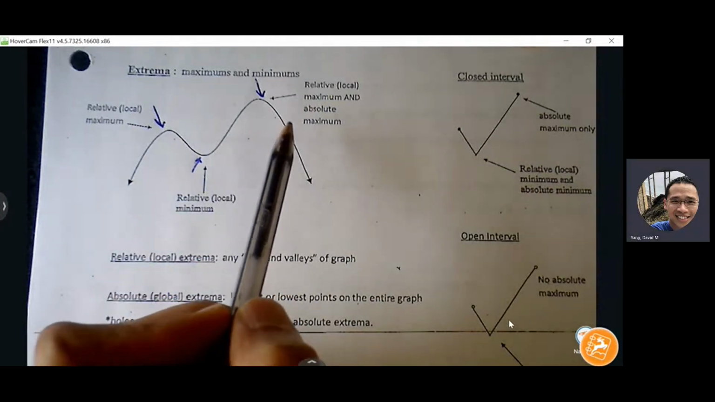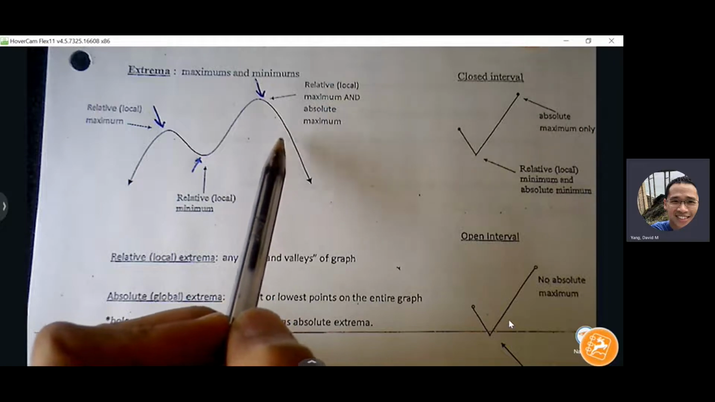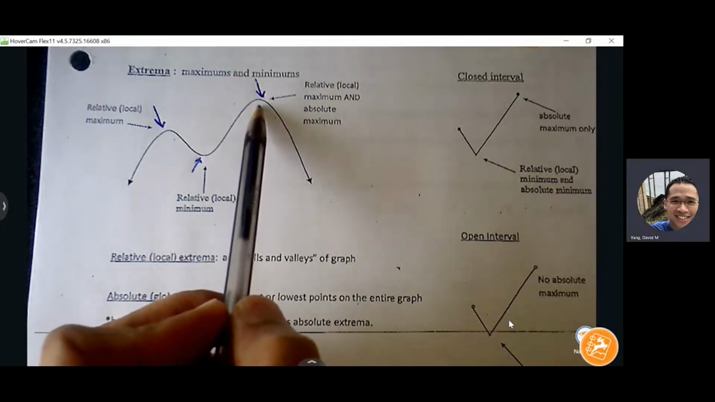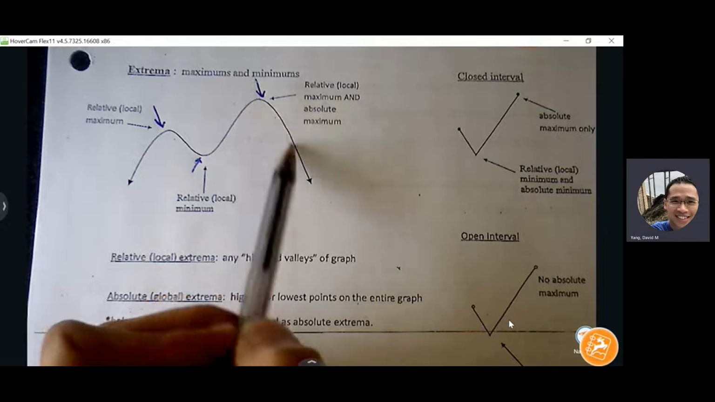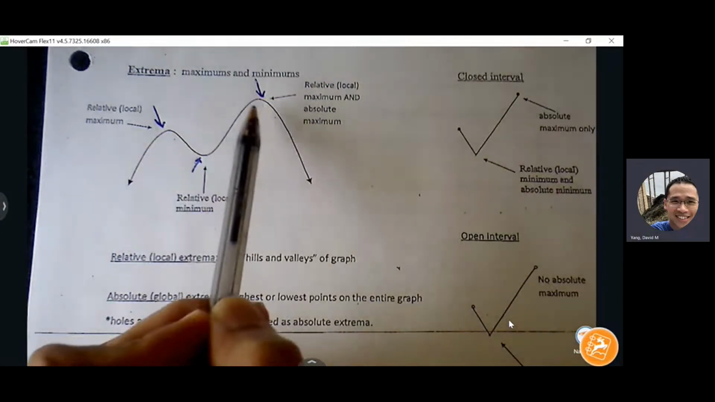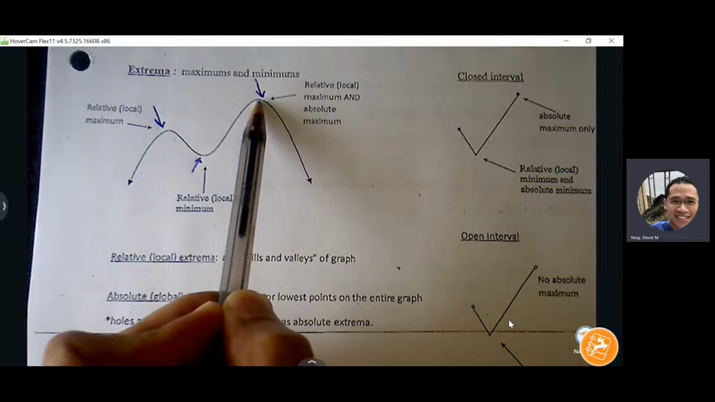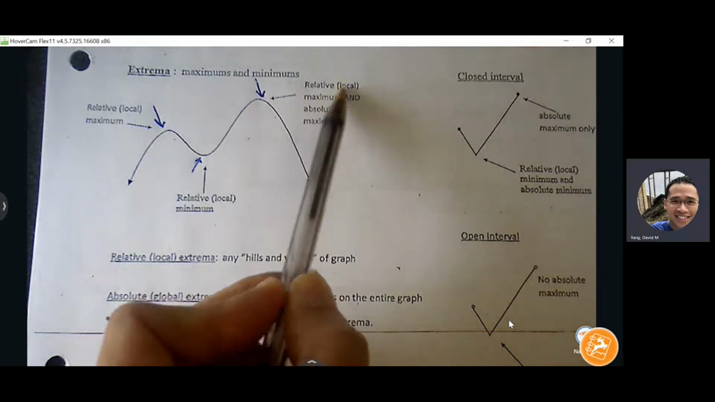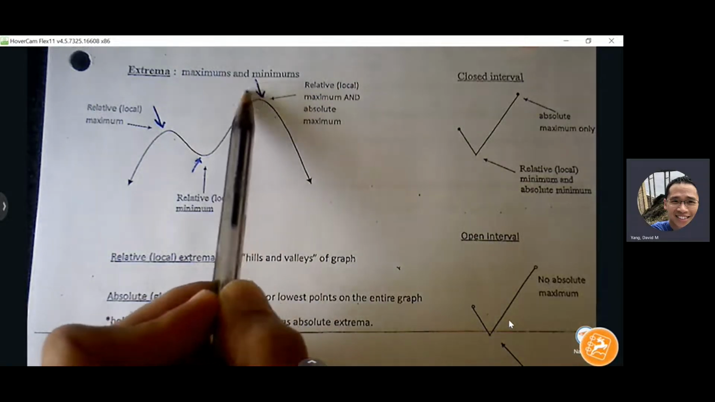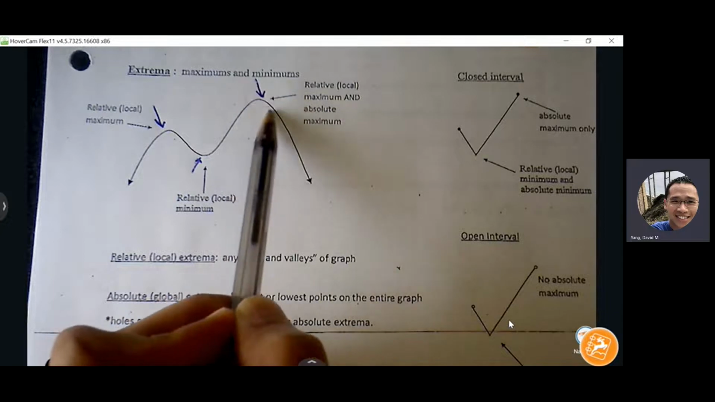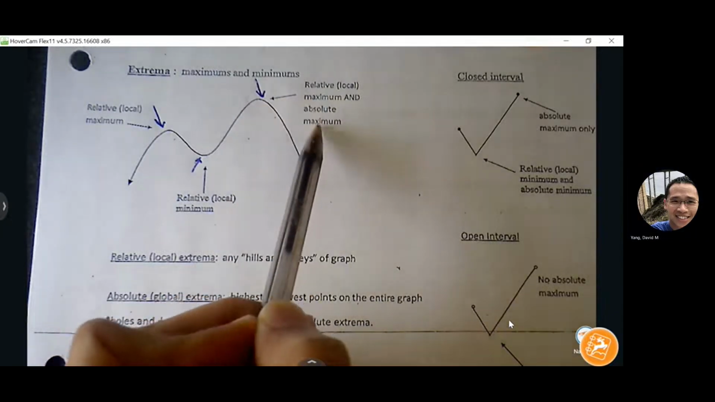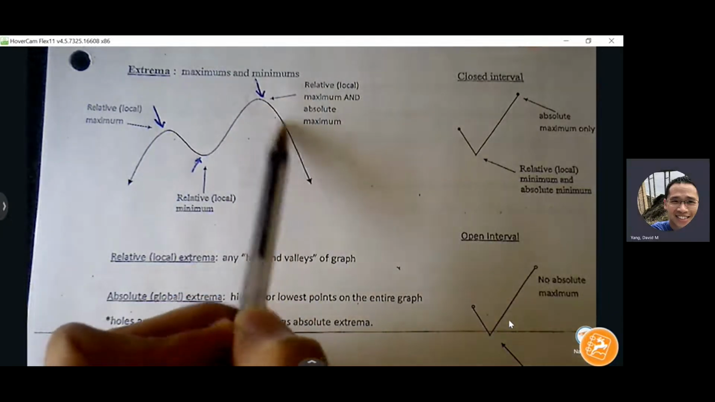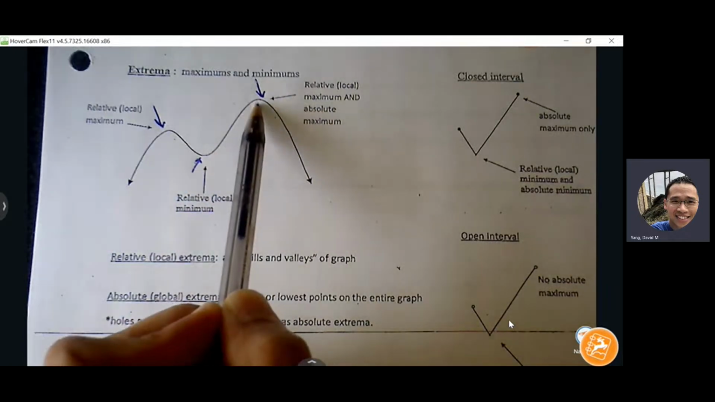We also have something called an absolute maximum. Absolute maximum is the highest physical point, the highest point on the entire graph. So this point is not only a relative max, it's also an absolute max. It's the highest point. We call it a relative max or local max because relative to the points near it, it is the highest point. But it is also an absolute max because over the entirety of the graph, it's the highest point on the graph.